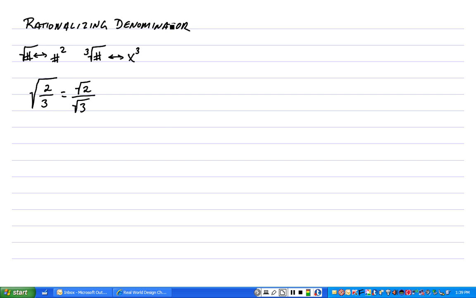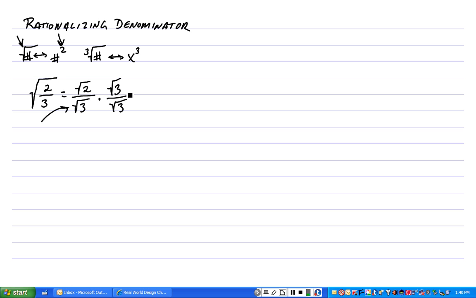Now, rationalizing the denominator is about us trying to simplify a radical by getting rid of the radical in the denominator. We don't like radicals in the denominator. In this case, we have a square root in the denominator, and to undo square root, you have to square something. So if I want to undo the square root of 3, all I need to do is square it. Squaring just means to multiply that thing by itself. Whatever I do in the denominator, I must do the same in the numerator.